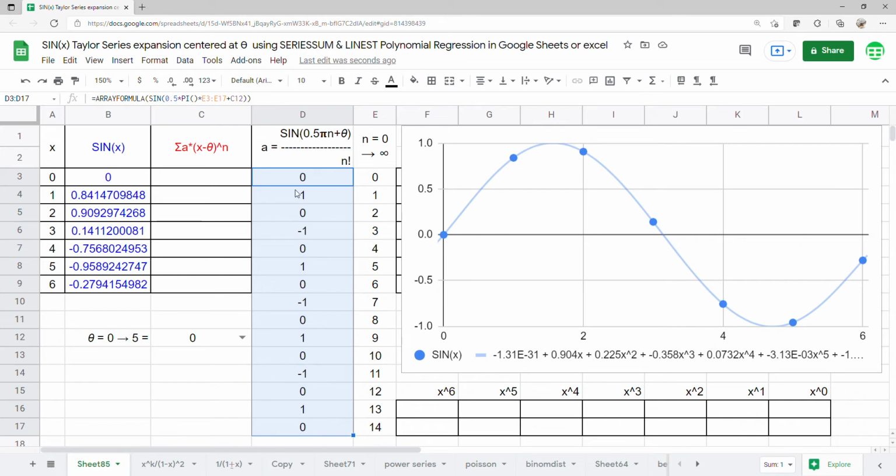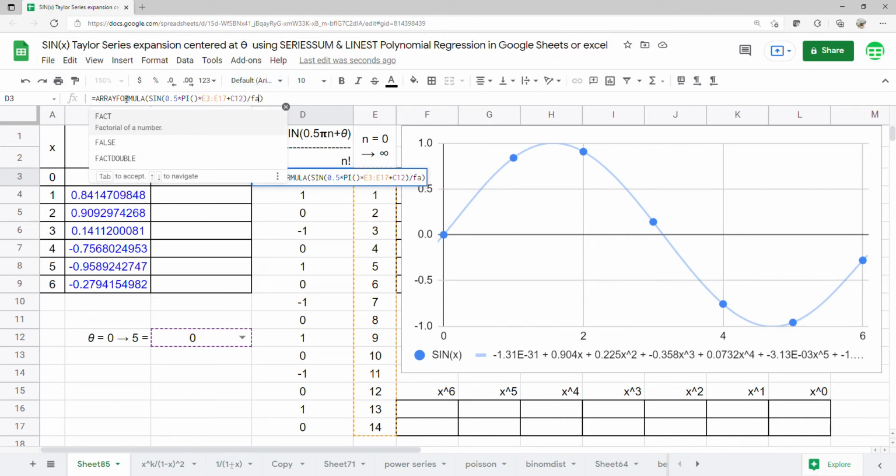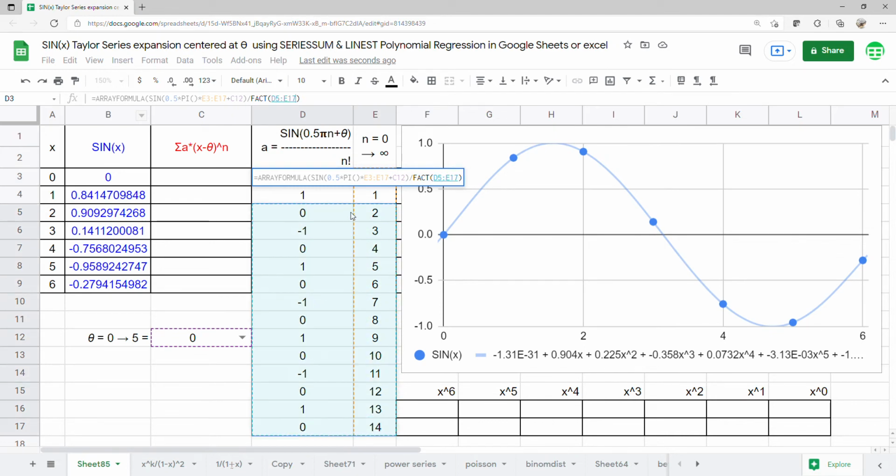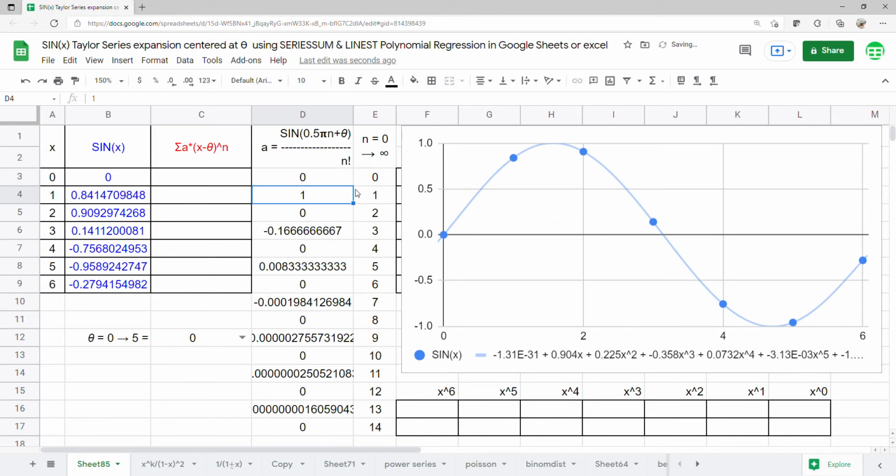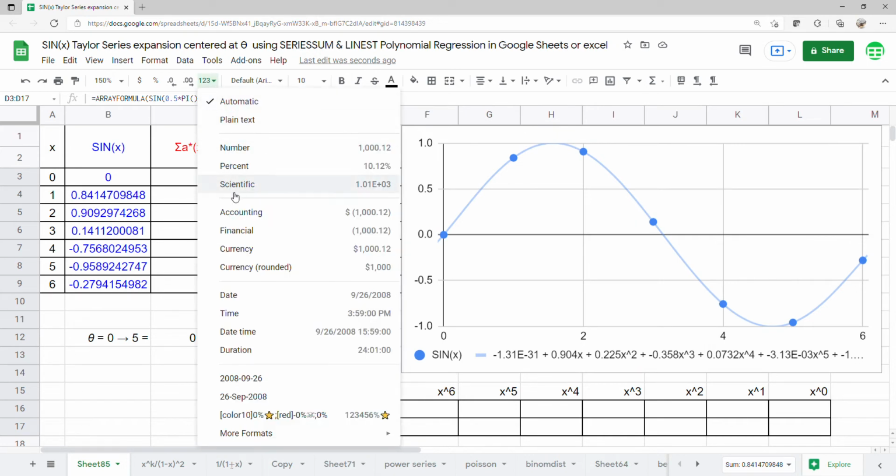So we continue with the factorial. So this is the factorial. That's the denominator. So we continue with the numerator. We continue with the denominator. Divided by factorial of n. And we show the scientific form.